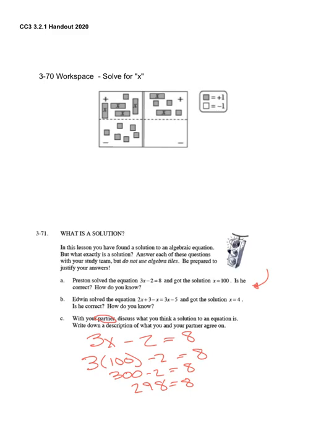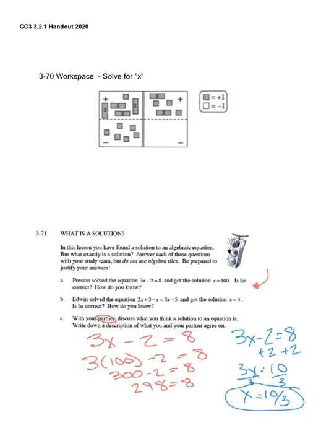If you were simply going to solve this problem, then what you would do is take 3x minus 2 equals 8. You'd add 2. You get 3x equals 10, and then divide by 3 to get x equals 10 thirds, which is the correct answer.